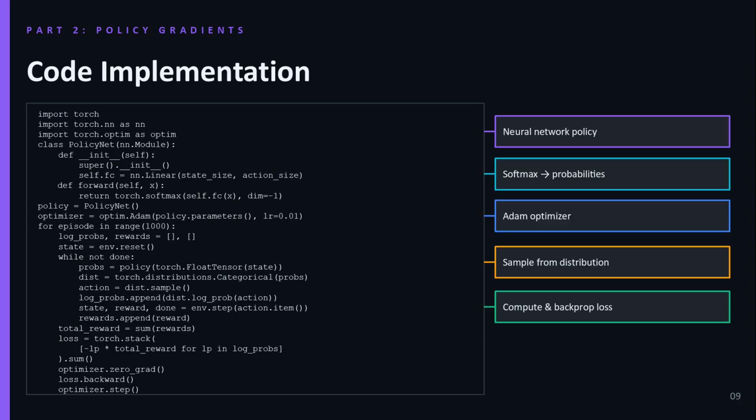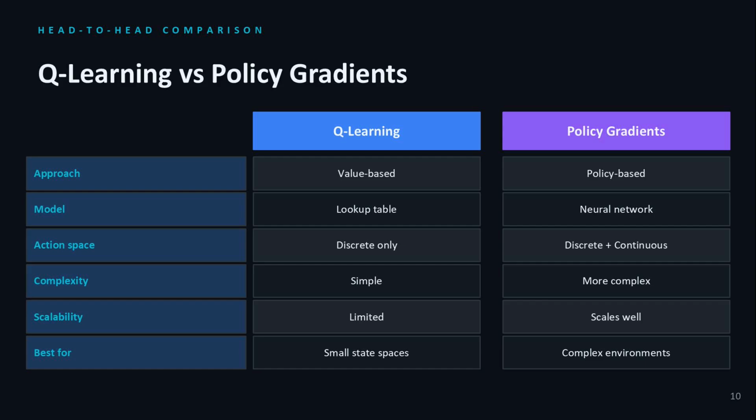In code, we use a neural network. State is the input, action probabilities is the output, we sample actions from this distribution. Then calculate total reward, compute loss, update the network using backpropagation. This makes the agent smarter over time.